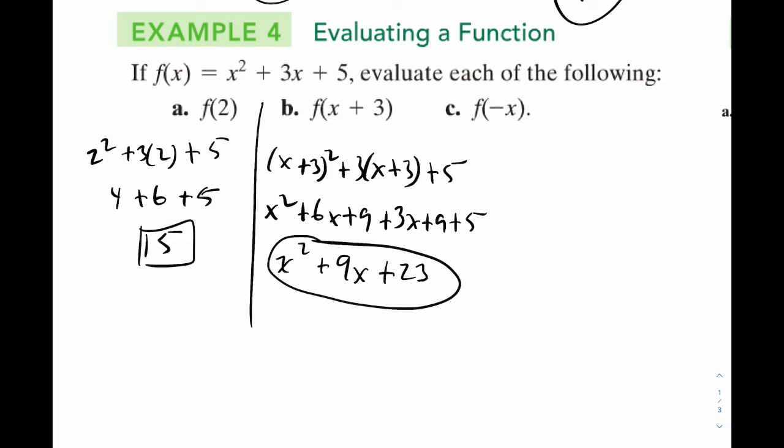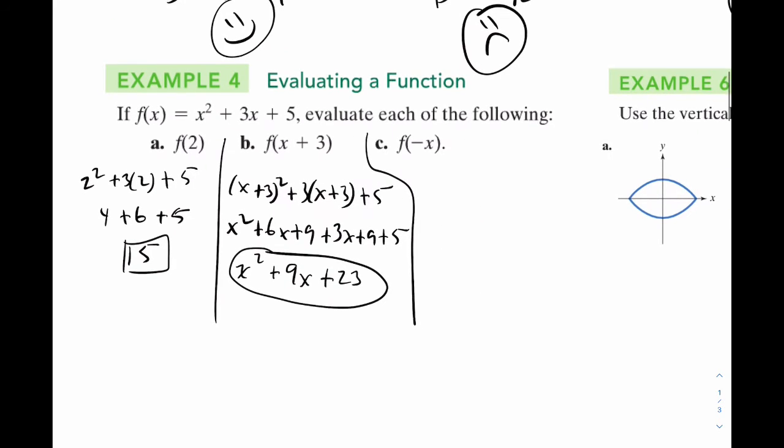Circle that. And the last one, plug in negative x. That's kind of cool. Let's plug it in. Make sure you put your parentheses here. That's important. So our answer is going to be positive x squared minus 3x plus 5.